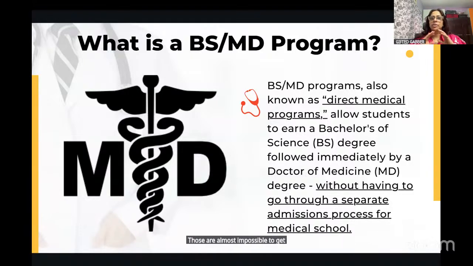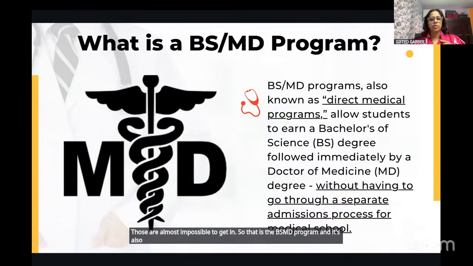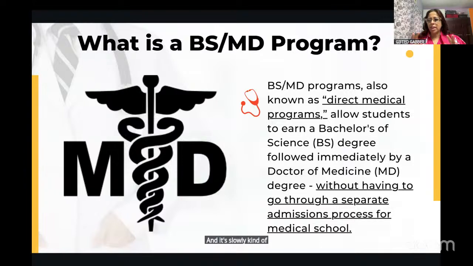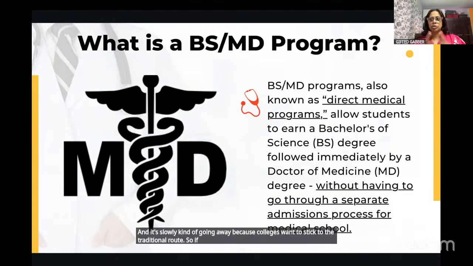So that is the BSMD program, and it's also called an accelerated medical program, direct MD program, all of that, and it's slowly going away because colleges want to stick to the traditional route. So if your child is looking to do medicine, this is a very, very good option, and it's not going to be around in another 5 to 10 years because we see these programs slowly getting canceled.